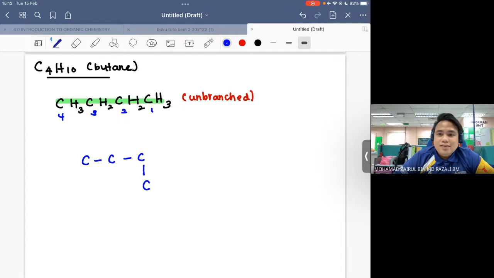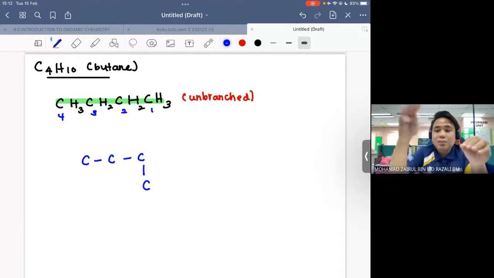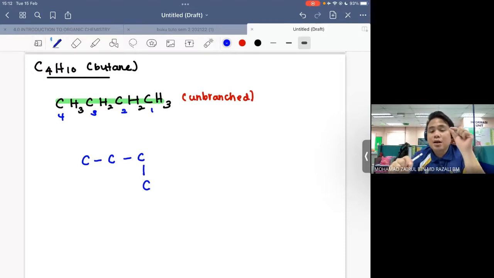Dia sama je. Yes, betul Tasnim. Dia sama je dengan yang atas tu, cuma saya bengkokkan je. Tapi kalau awak tengok longest continuous chain tu dia sama. Awak kena ingat in order to find the longest continuous chain, dia tak mestinya straight je. Dia boleh je bengkak-bengkok selagi as long as dia continuous.